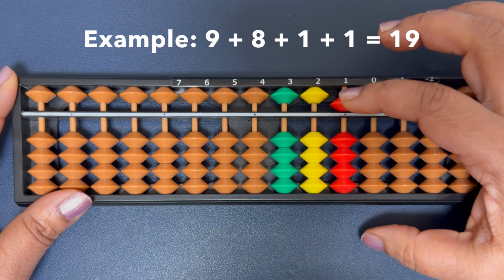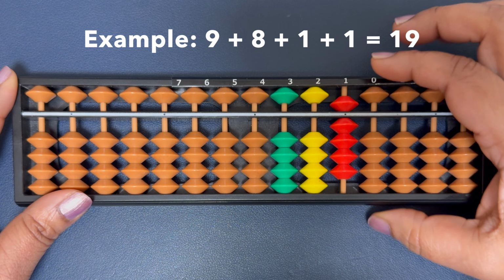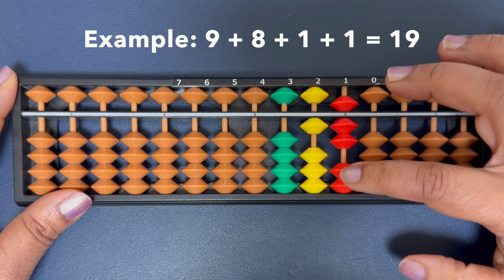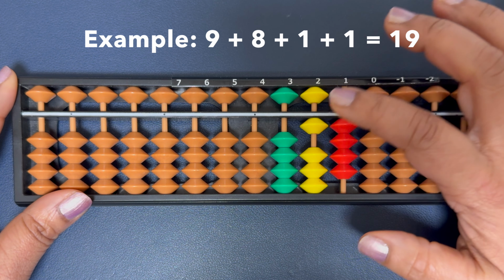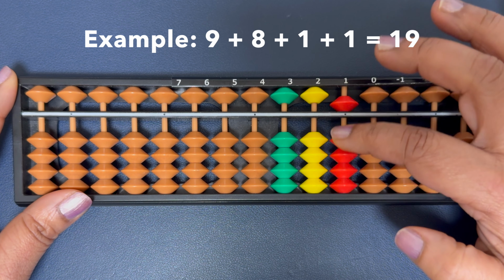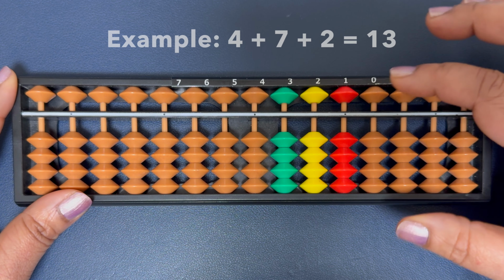Next 9 plus 8 plus 1 plus 1. First add 9, 5, 6, 7, 8, 9. For 8 take 2, 1, 2, add 10, plus 1, then plus 1. 10, 15, 16, 17, 18, 19. Answer is 19.